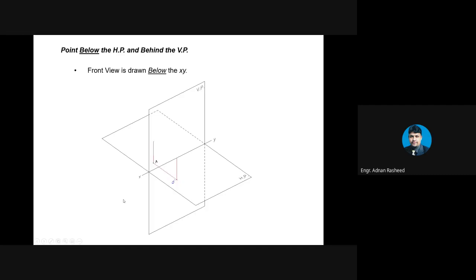Similarly, this point can be below the horizontal plane and behind the vertical plane. Now you can see this point is in the third quadrant, and this point is below the horizontal plane and behind the vertical plane. Again, if you project this point on this plane, you will get the frontal view of this point. And again, this frontal view is below the XY line.